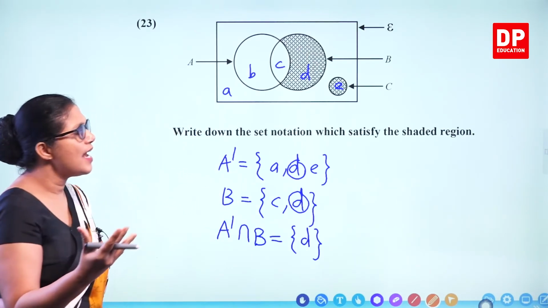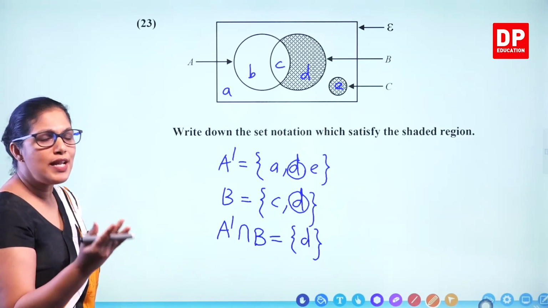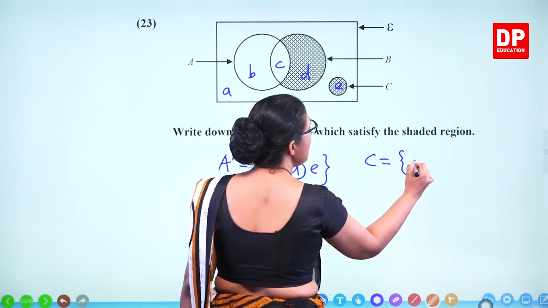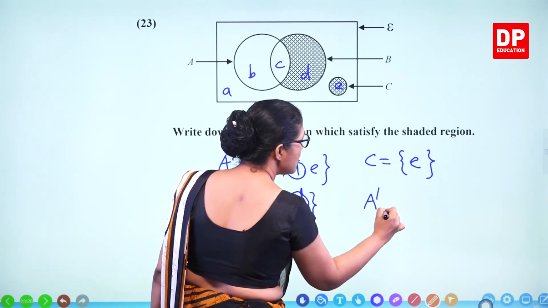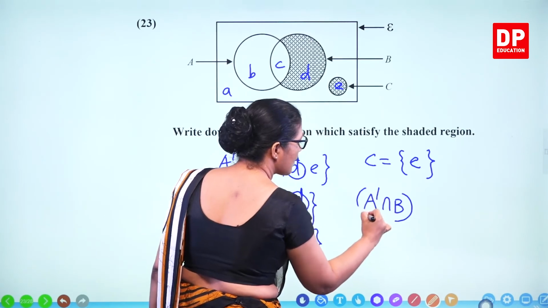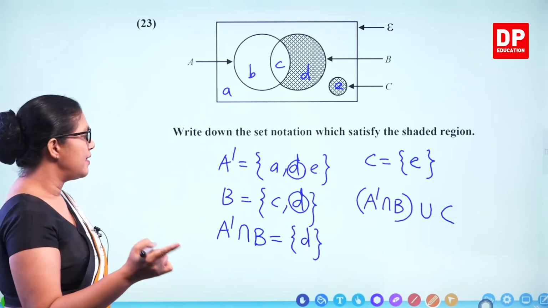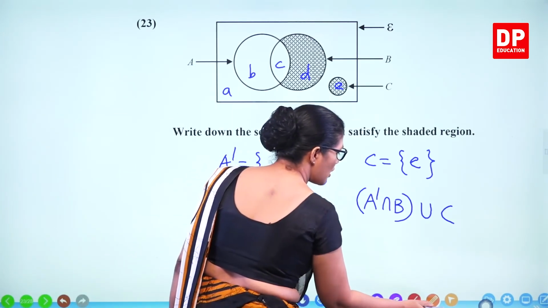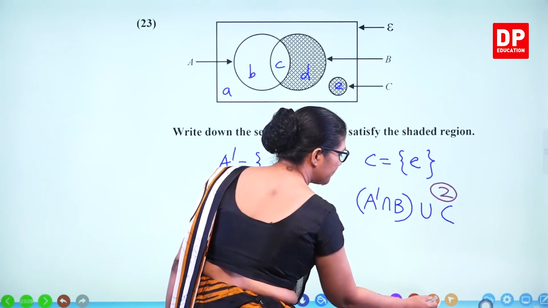Now we need E as well. So that's a separated one. So we have to take the union. So C is just E. We need D and E. That means A dash intersection B union C. So you have to add it. Then you get D and E. So that's the set notation for the shaded region. So 2 marks for that.